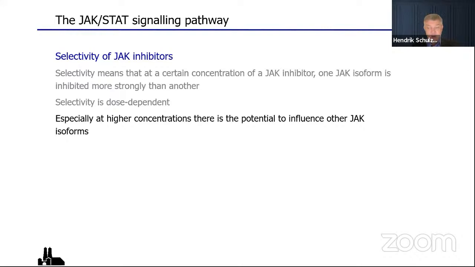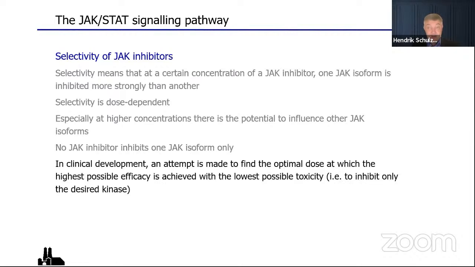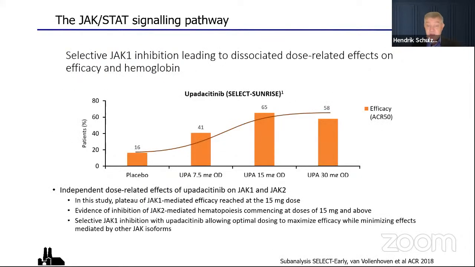So it's always a concentration dependent thing. But the important thing is that no JAK inhibitor inhibits one JAK isoform only. That's only preferential inhibition at a given dose. And in clinical development, however, an attempt is now made to find the optimal dose at which the highest possible efficacy is achieved with the lowest possible toxicity. That is to inhibit only the desired kinase. That's a huge target.